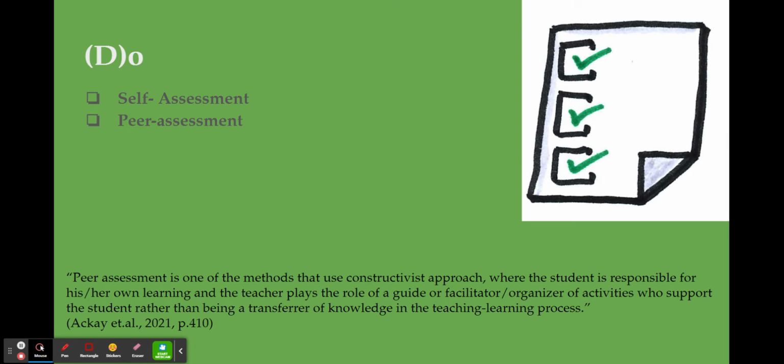The pilot group will be completing a self-assessment, rating themselves on their mastery of each objective within the standard. Students will then complete a peer assessment of other students' mastery prior to the summative assessment. ACE notes that peer assessment holds the student responsible for their own learning, and the teacher plays a facilitating role in supporting students.